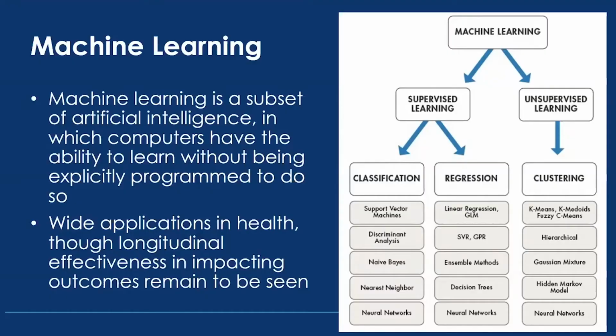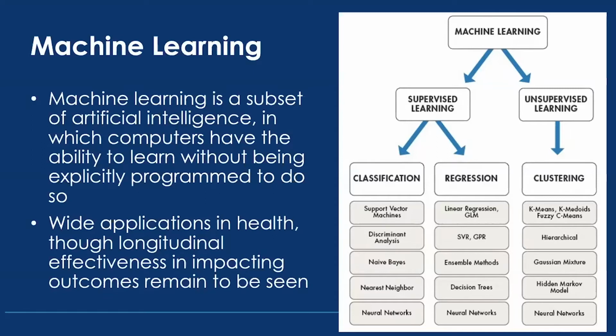Next, let's discuss how machine learning can help us identify subgroups of disease and predict outcomes. Another hot term lately is machine learning. Quickly, as a review, machine learning is a subset of artificial intelligence in which computers have the ability to learn without explicitly being programmed to do so. And there are wide applications in health, although the longitudinal effectiveness in impacting outcomes remains to be seen.